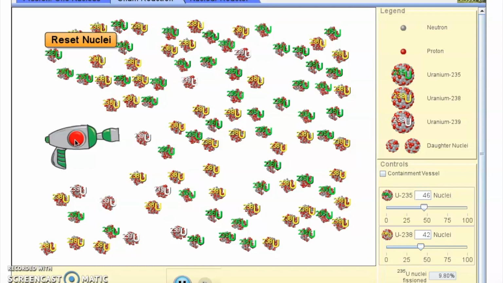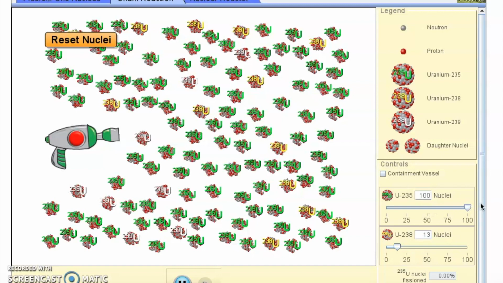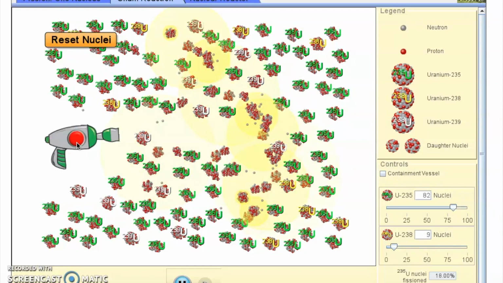But because there's so much uranium-238 in here, and uranium-238 does not undergo nuclear fission as easily, we're really not getting that full chain reaction. So that's why we will enrich our uranium to reduce the amount of 238 and increase the amount of 235, so that we can get a reaction that can be a chain reaction, can be self-sustaining.